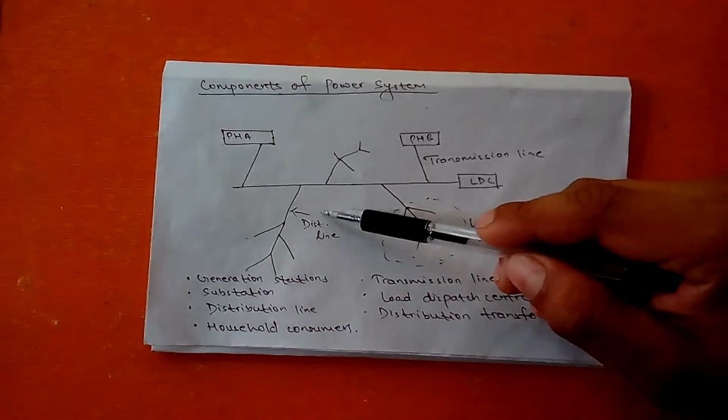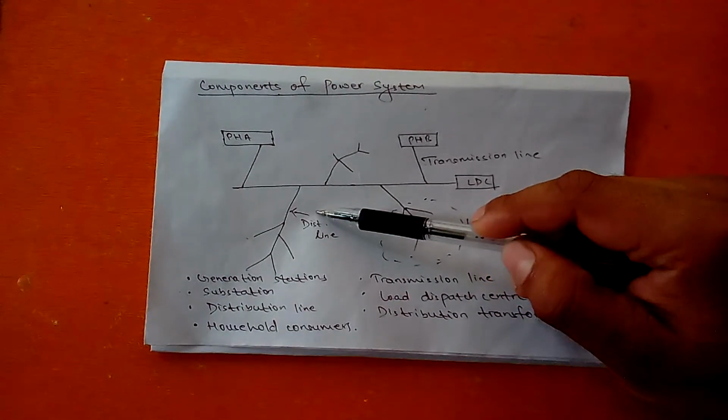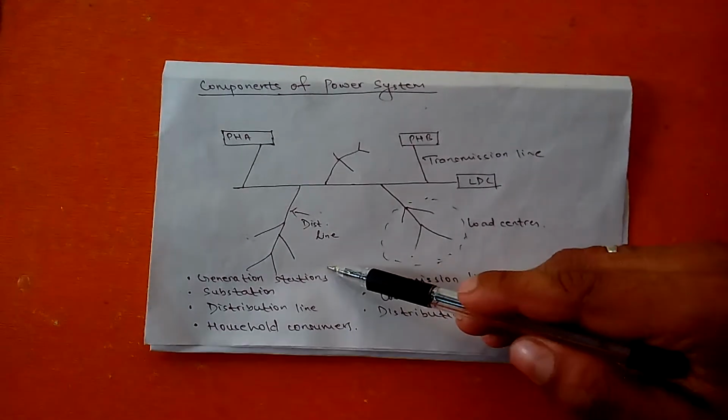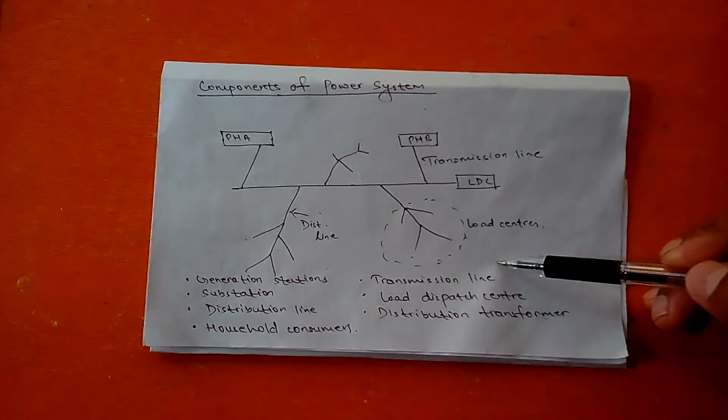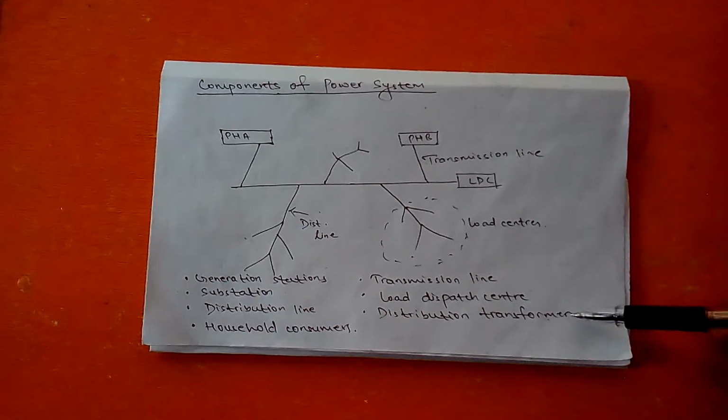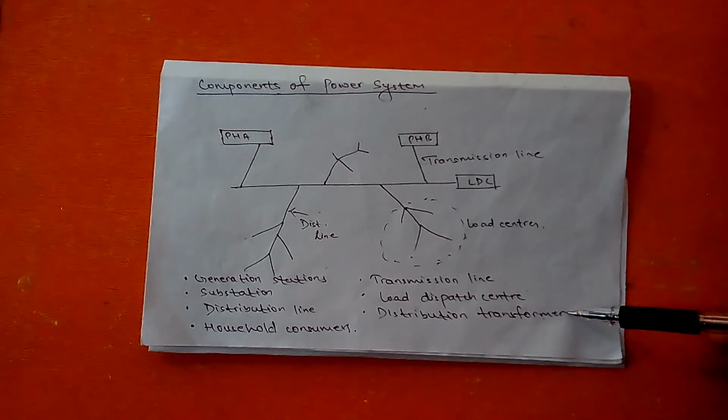through the distribution line. That means generation stations, substations, distribution lines, household consumers, transmission lines, load dispatch center, and distribution transformers are the components of a power system, or that comprise a power system.